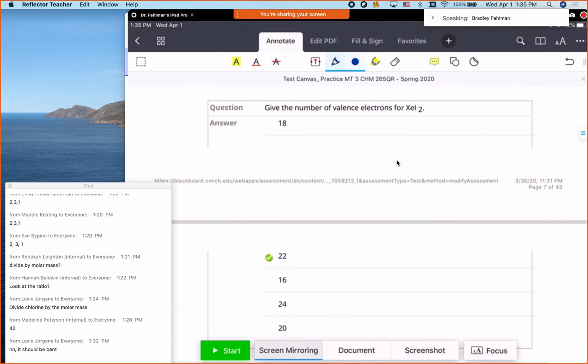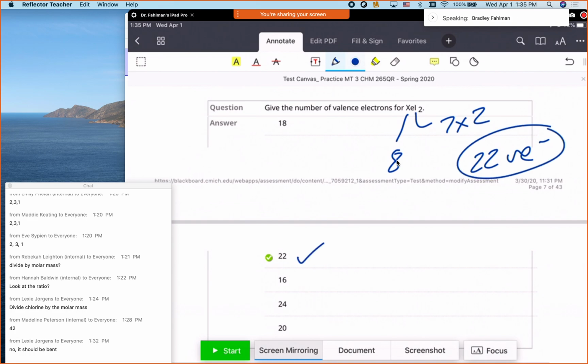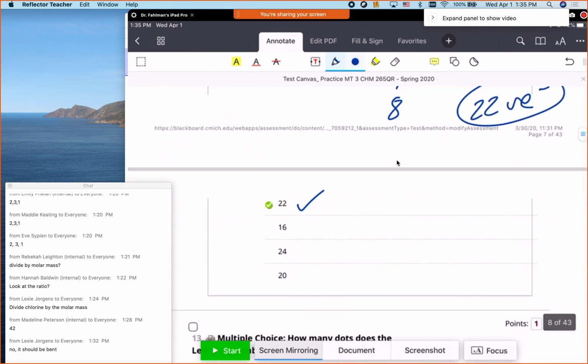This one, number of valence electrons. So this is no structure to draw, just how many valence electrons. So you've got, for the iodine, 14 and then another 8. Okay, so what is that? 22. Okay, so 22 valence electrons.